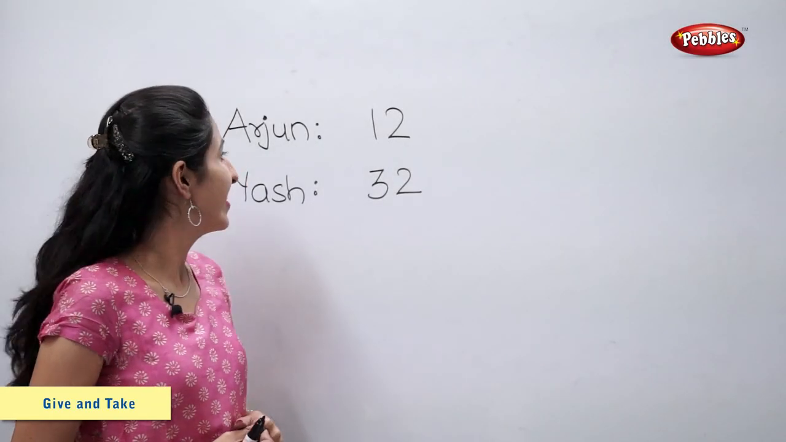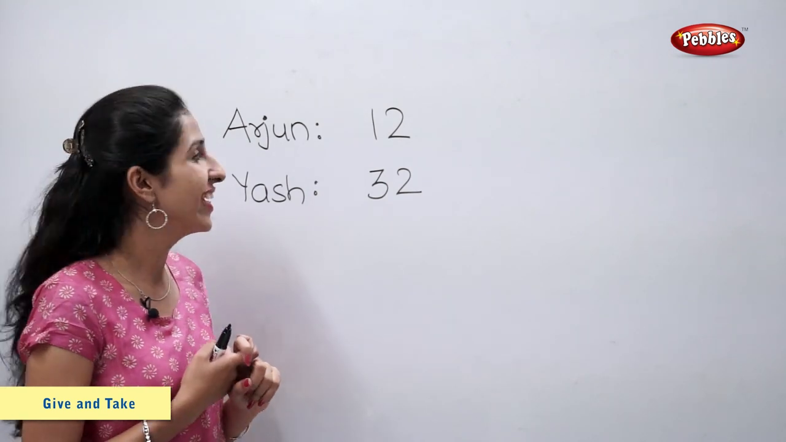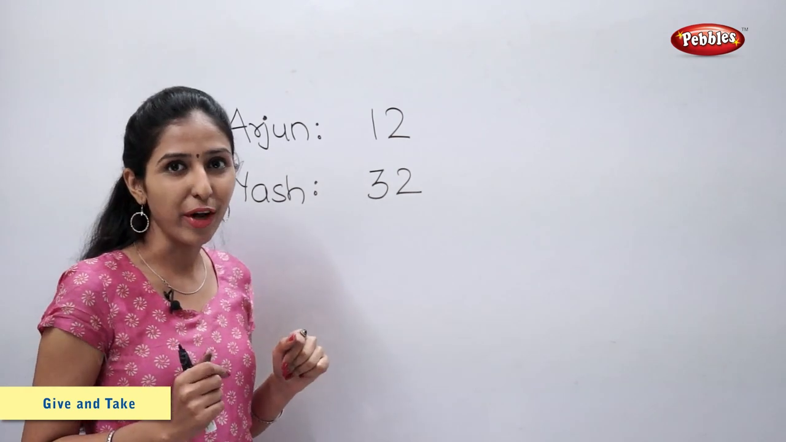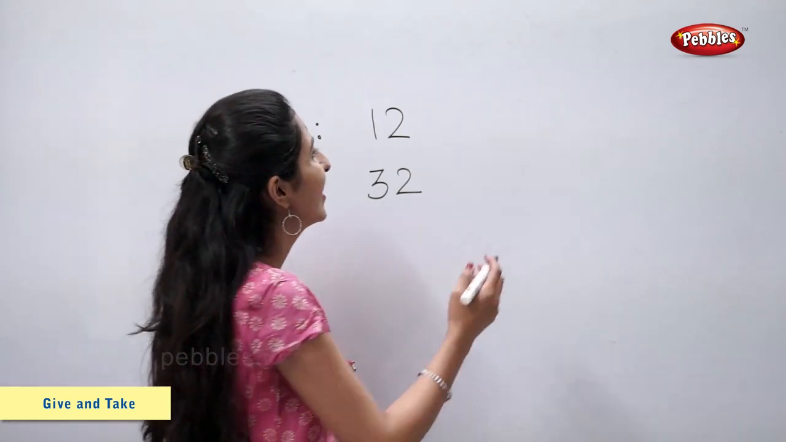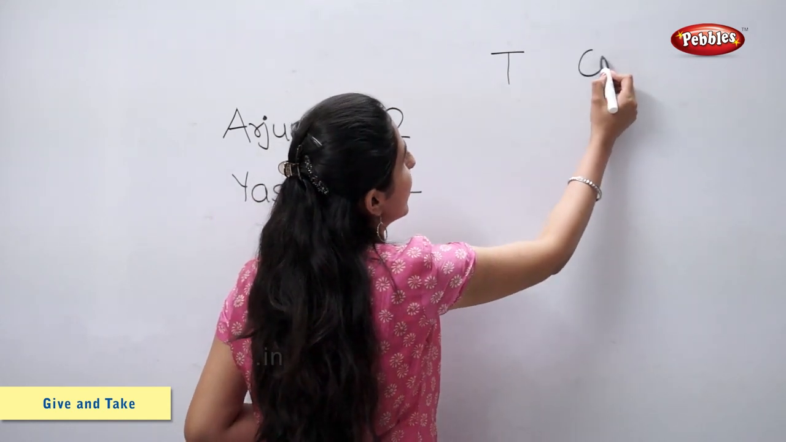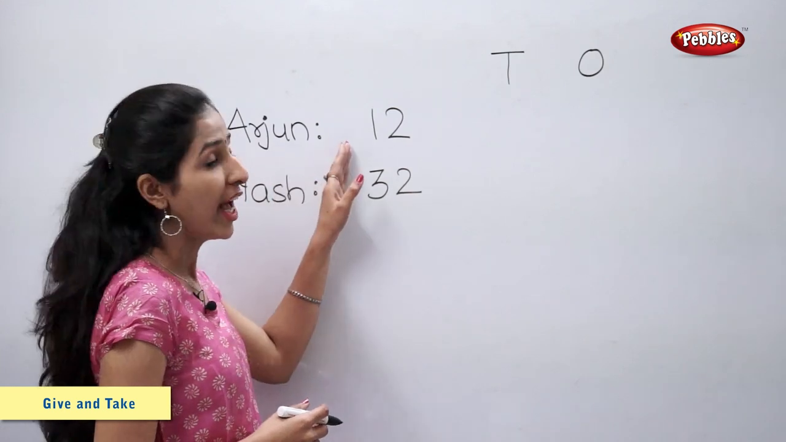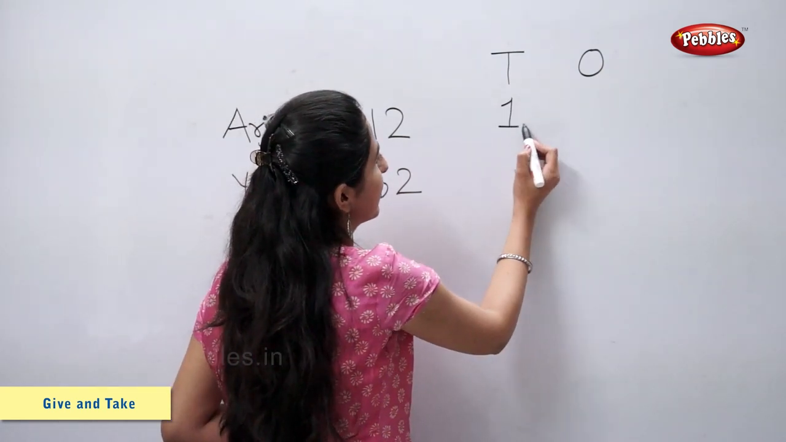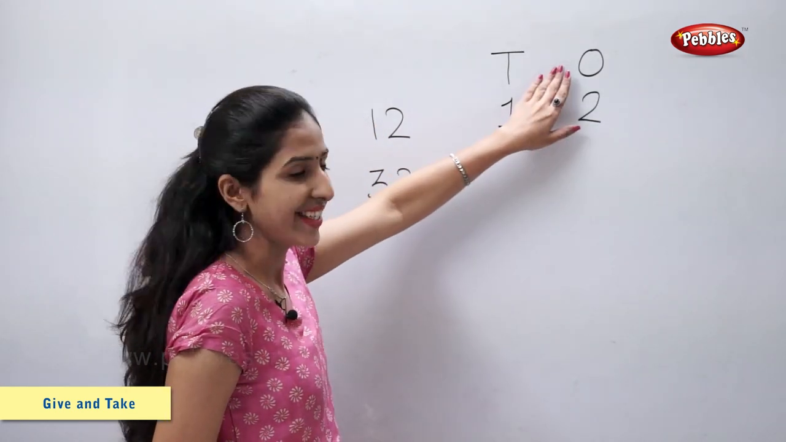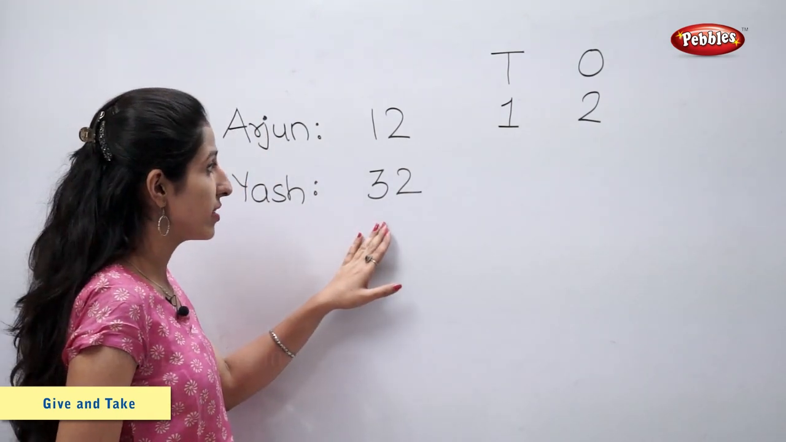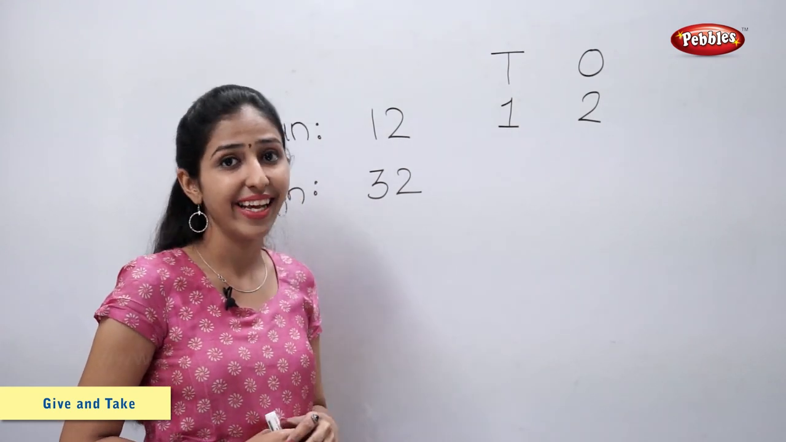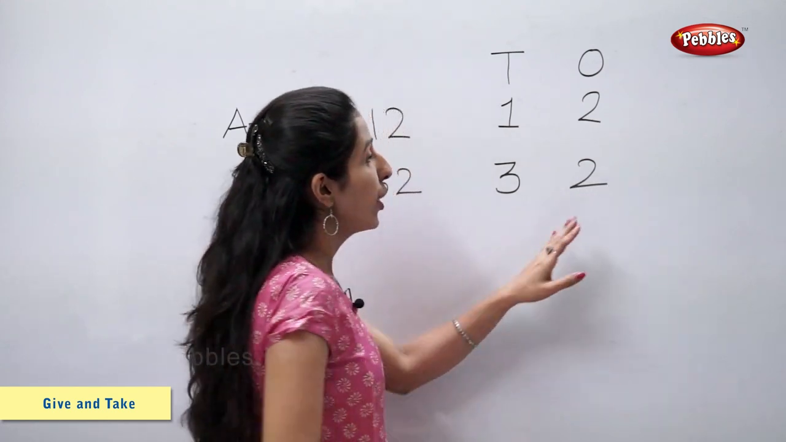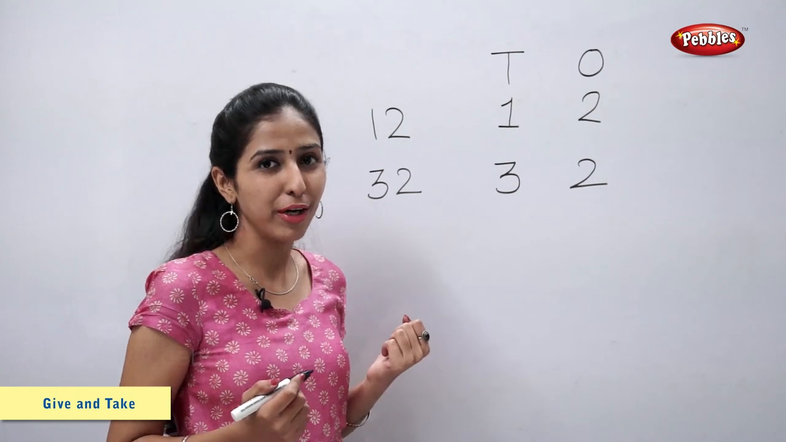Let's find how many pearls Arjun and Yash will have together. Arjun has 12 pearls. Yash has 32 pearls. Let's solve this in tens and ones form. Tens, ones. Arjun has 12 pearls. So that is 1 tens and 2 ones. Yash has 32 pearls. 32 is equal to 3 tens and 2 ones.